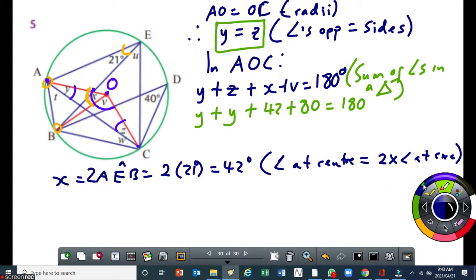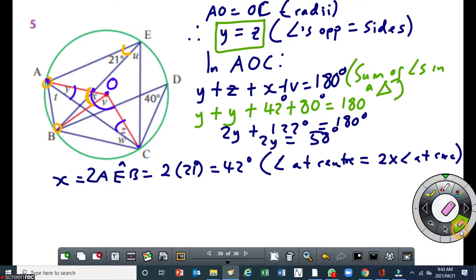Then we can use our knowledge of algebra. This becomes 2y plus 122 degrees, that's equal to 180. Then you take the 122 to the other side, so you end up getting 2y equal to 180 minus 122, which is 58 degrees. Are you following there? Then obviously you divide both sides by 2. Therefore y will be equal to 29 degrees.